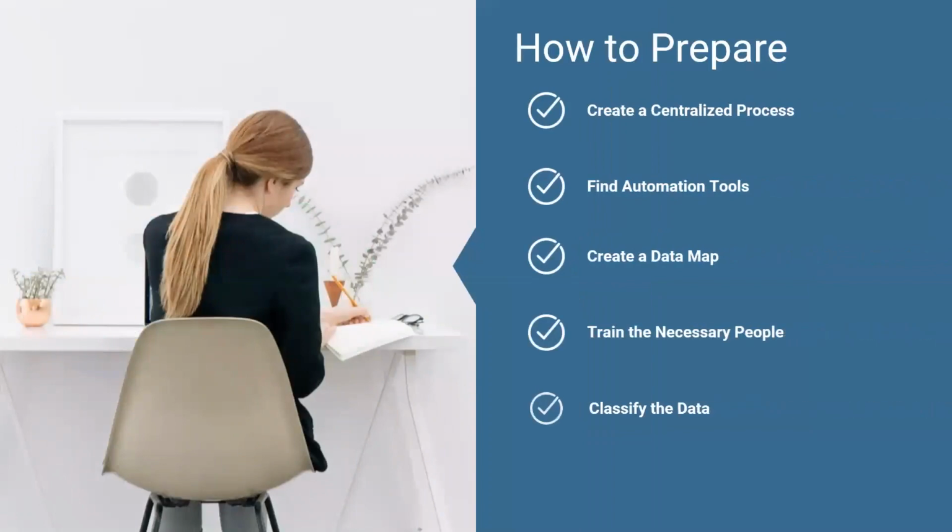Okay, so how to prepare? Well, once again, these are all things before you need them. Create a centralized process. Have a methodology for everything in place. Be ready. Find the automation tools we just talked about. Make sure you have those. Have them installed. Have them ready.